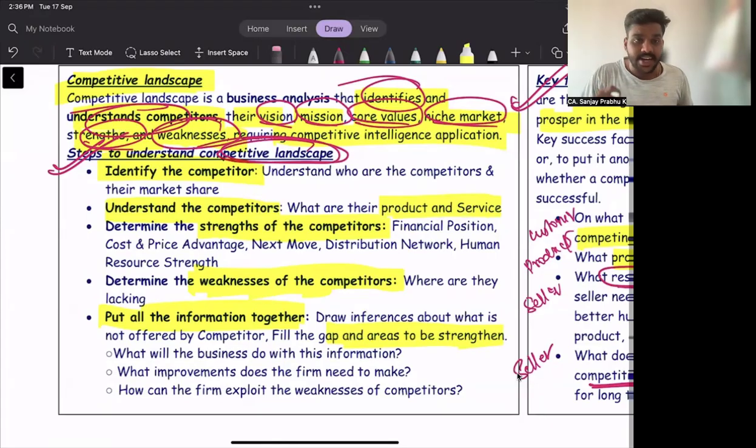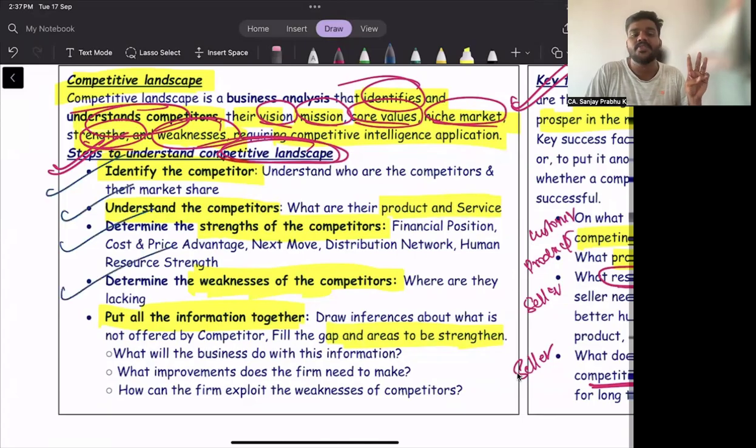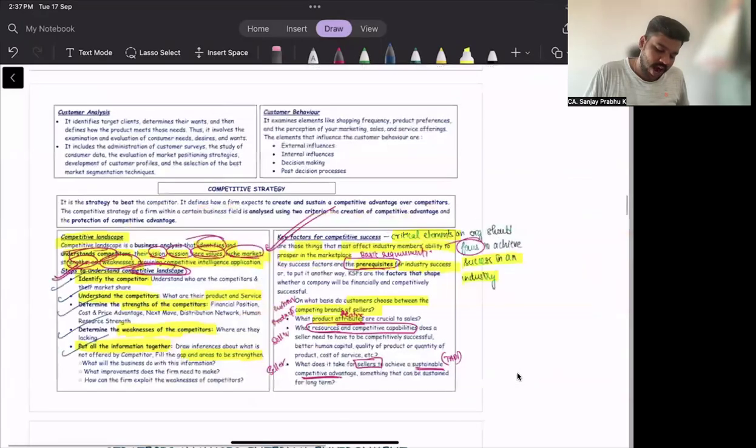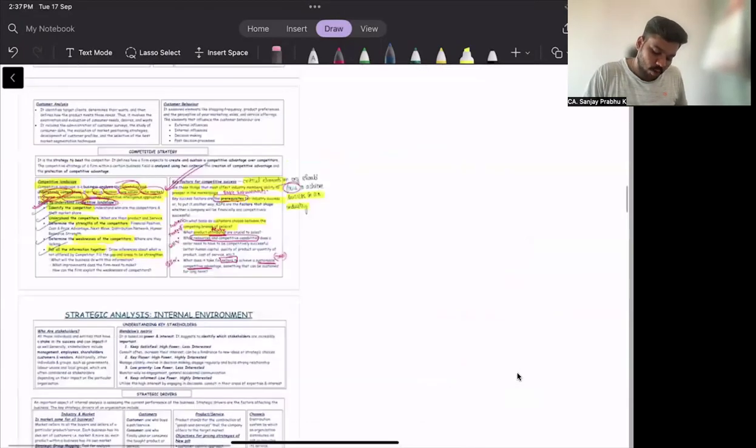So understand. First topic: what is competitive landscape? What do you mean by competitive landscape? Competitive landscape means you are going to understand the competitor. Who are my competitors? What is their vision? What is their mission? What are the values? What are the niche market? What is their targeted market? What are their strengths? What are their weaknesses? So 5 steps. First, identify the competitor, understand, determine their strength, determine their weakness, put all the information together. So we are done with competitive landscape.